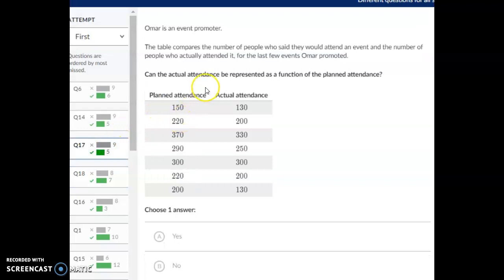And one more, actual attendance as a function of planned attendance. Actual attendance, can we say that that depends on planned attendance? Okay. So when I look at my values, 220 has 200, 220 here has 200. I don't see any of the repeating numbers, and so it looks like that would be a function.